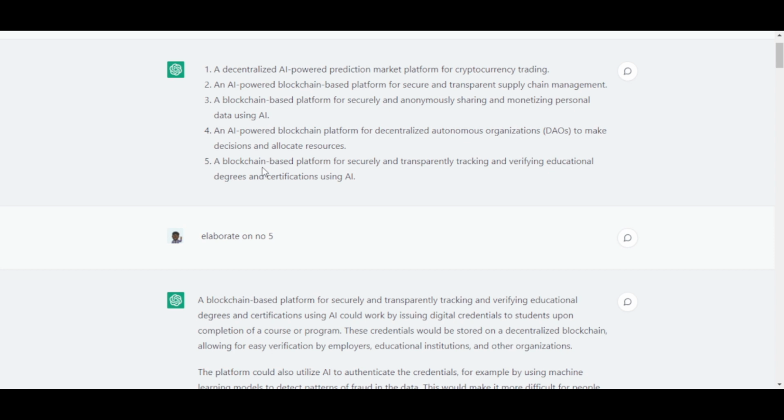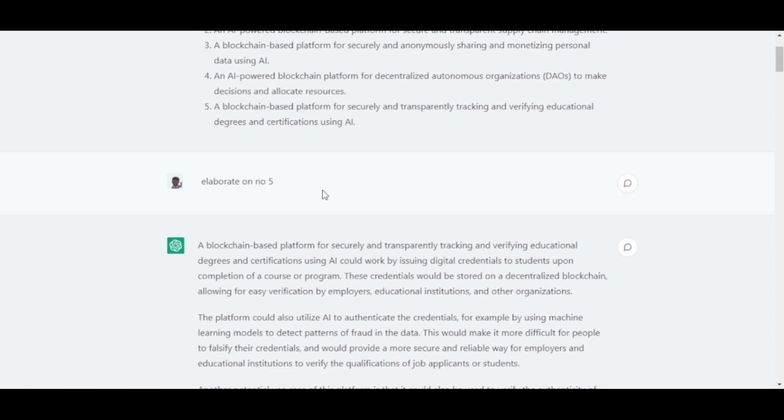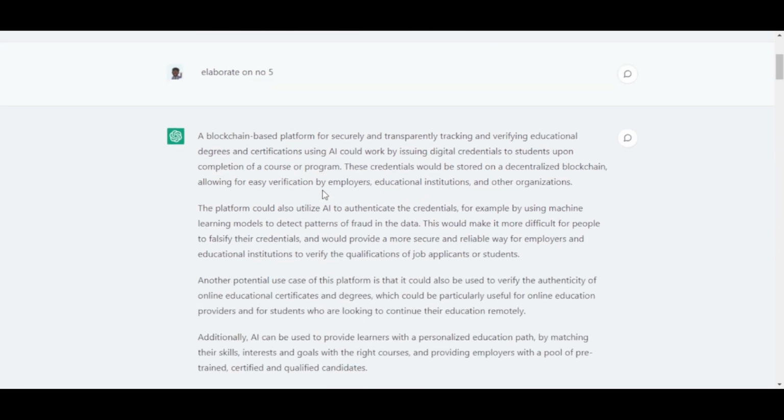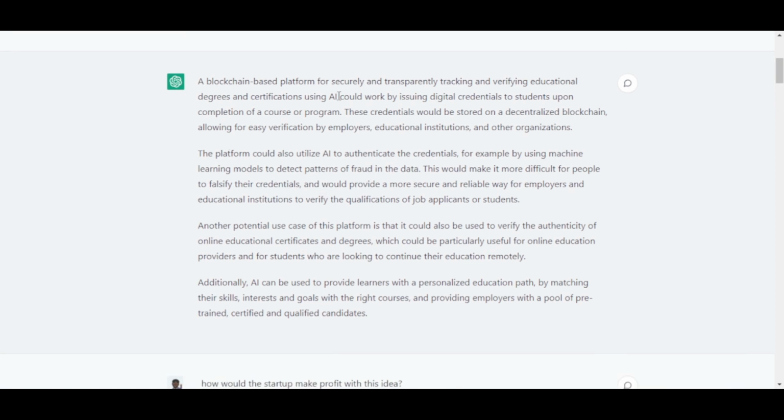So here are the 5 ideas, you can just read them out, and I told it to elaborate idea number 5. So basically ChatGPT told me a blockchain-based platform for securely and transparently tracking and verifying educational degrees and certifications using artificial intelligence. So this was the idea given by ChatGPT, and I loved it, so I asked ChatGPT to elaborate on that particular idea. So ChatGPT gave us an amazing reply.